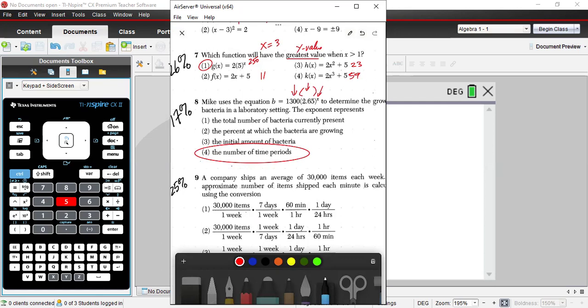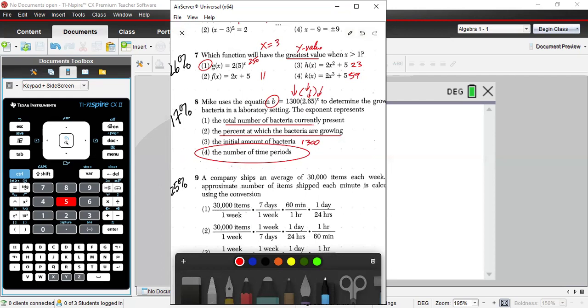So the answer for this one, it's not. B represents the total number of bacteria. The stuff in here represents the percent at which the bacteria is growing. The 1300, that's the initial number of bacteria that we have. And then the X represents the number of time periods. That's just your knowledge of exponential functions.